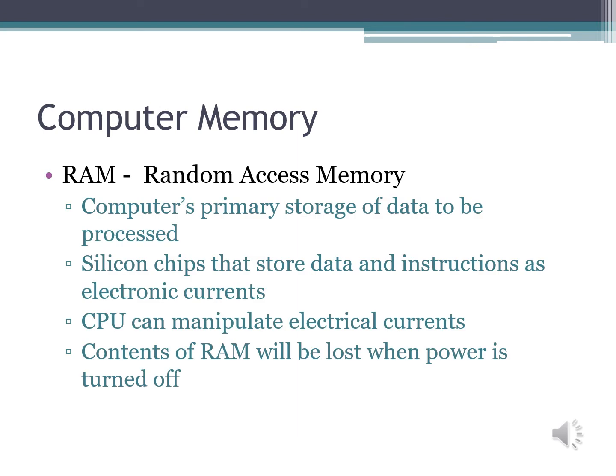RAM, random access memory, is the computer's primary storage of data to be processed. It consists of silicon chips that store data and instructions as electronic currents. The CPU can manipulate electrical currents. The contents of RAM will be lost when power is turned off.